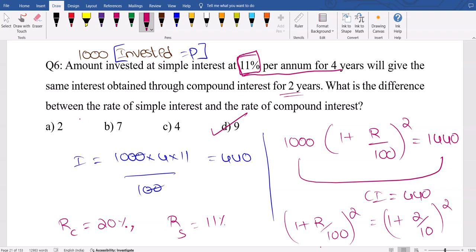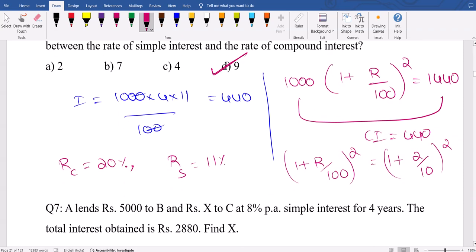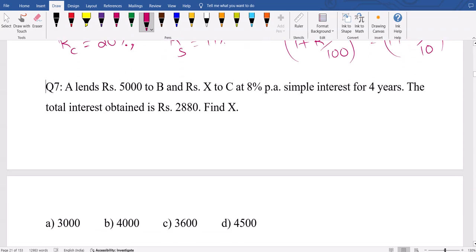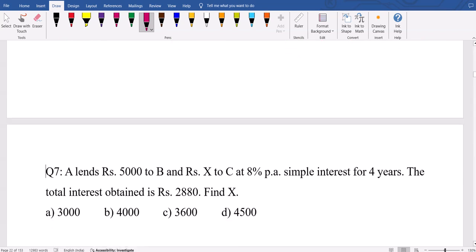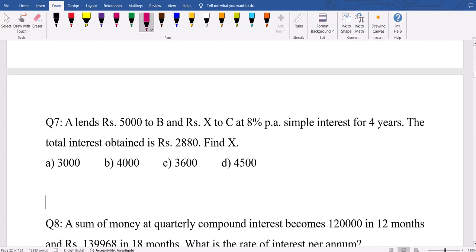Difference between the interests is 9%. See, that's the beauty. When the investment is not given, we can assume. That's the beauty in profit and loss, percentages, simple interest and compound interest, right?